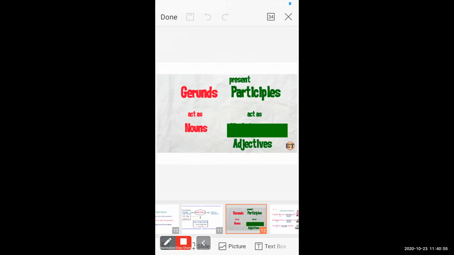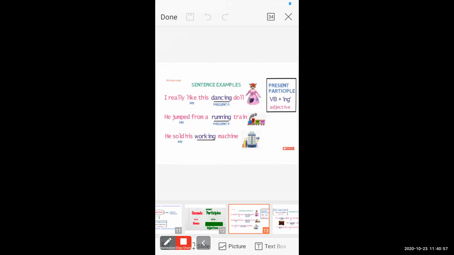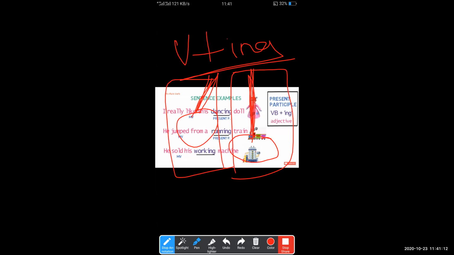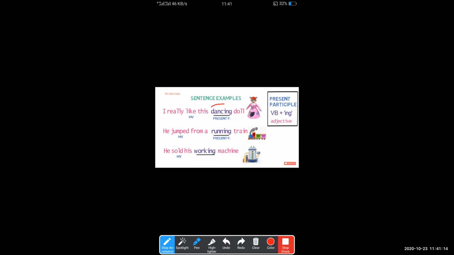All right, now let us see the sentences. When you see the sentences, your concept should be clear. Now see the first sentence, about the present participle. "I really like this dancing doll." As you can see in this sentence, students, dancing is a verb, an action word, verb first form with ing.